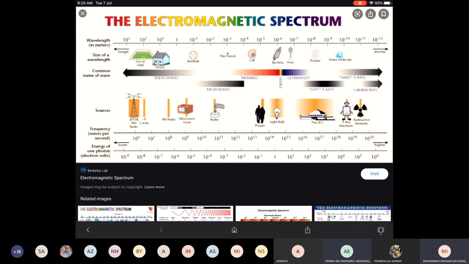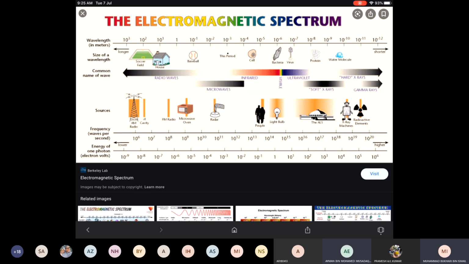Wavelength tahu kan? Semua tahu wavelength? Okay. After that, we can see 10 power 2. 10 power 2 means 100 meter. The size of soccer field, padang bola. This is what I told you just now, radio wave, the wavelength for radio wave is very large, 10 power 2. Maksudnya dia satu padang bola.